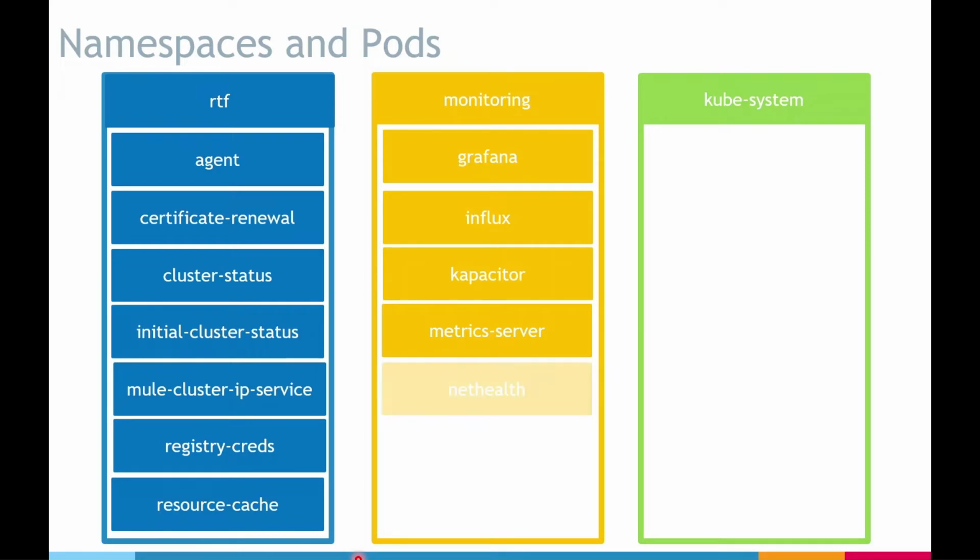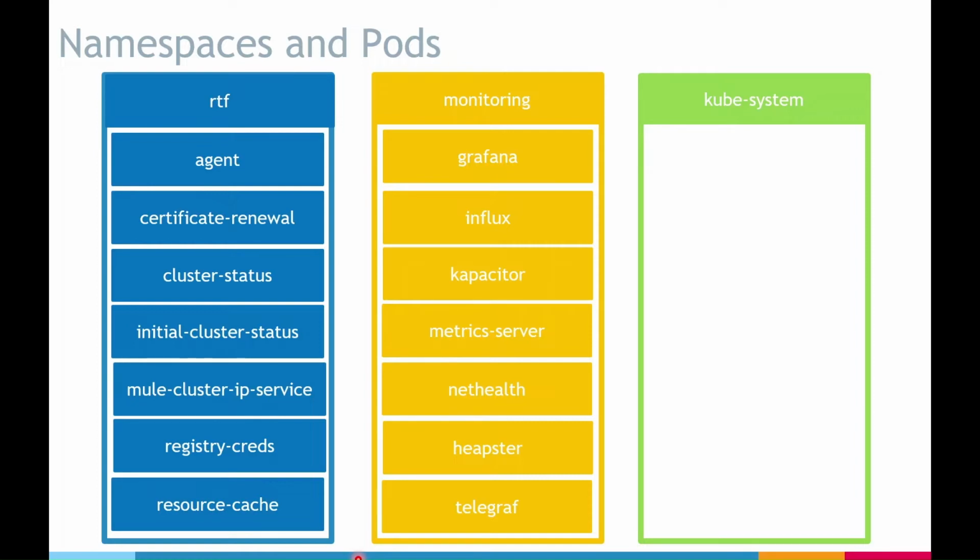Fifth is the net health. As the name suggests, it's a connectivity probe that does ping checks. Sixth is Heapster. It monitors Kubernetes components and reports statistics and information to InfluxDB about nodes and pods. Seventh is Telegraf. This is an agent for collecting, processing, aggregating, and writing the metrics.